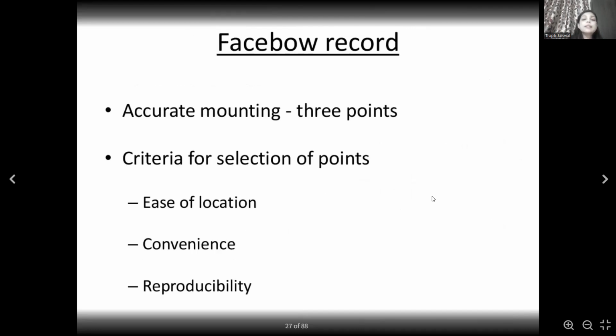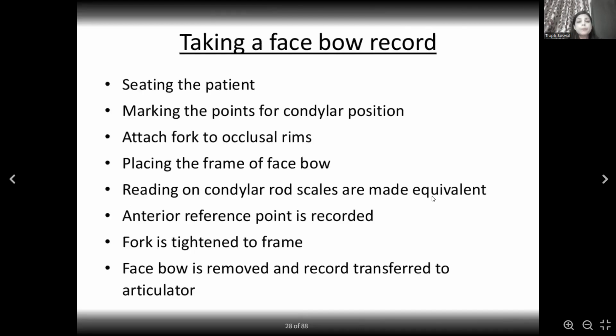What is the significance of the facebow record? It helps us in accurate mounting, where 3 points are used. Criteria for selection of points are ease of location, convenience, and reproducibility. So now I need to take a facebow record. What are the steps which we will follow?